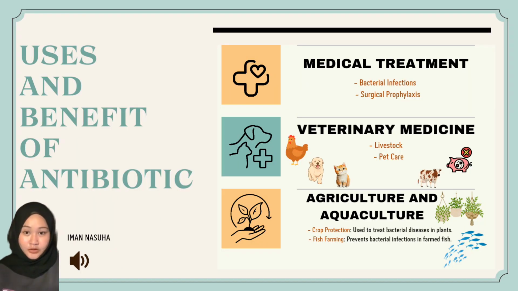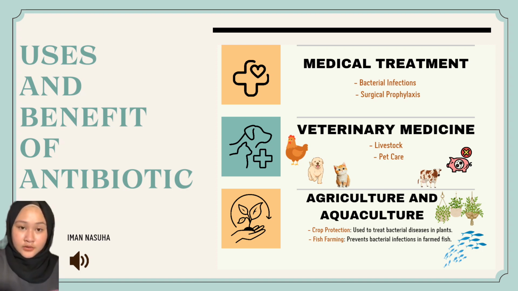Hi, I'm Iman. So let me continue with the uses and benefits of antibiotics. First and foremost, let's start with the uses of antibiotics. First, medical treatment for bacterial infections. It's used to treat a wide range of bacterial infections such as pneumonia, strep throat, urinary tract infection, and the last one, skin infection.